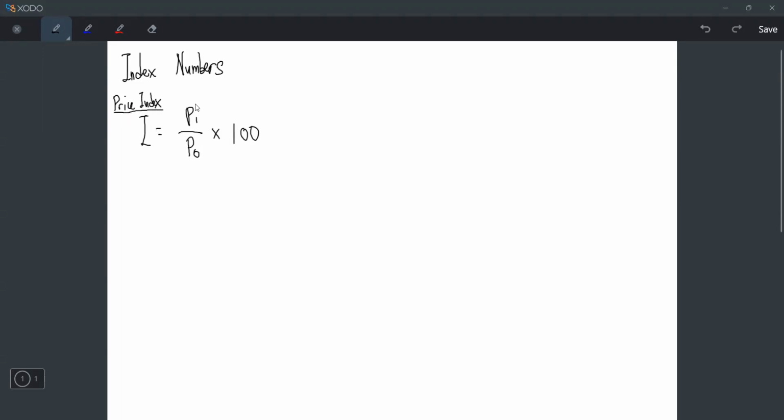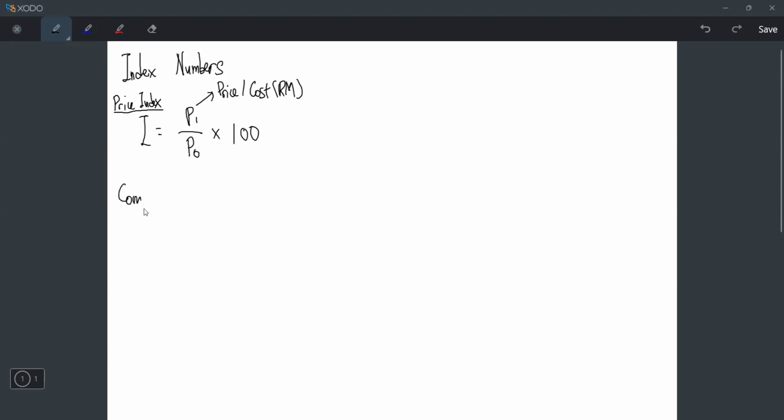Okay, and then the P stands for what? Price. Cost. Or we can use RM. When there's RM, then it's definitely price. Okay, then we use P to represent it. And always remember the newer year is put on top, the older year is put at the bottom.